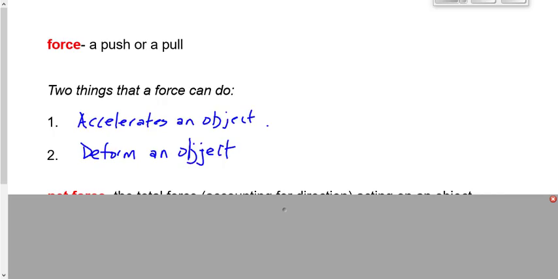Now, is it ever possible to accomplish both of these things with a force at the same time? Accelerate an object and change the shape of it? Of course it is. Give me an example of it. Give me an example of when you apply a force and it accelerates the object, but also at the same time changes the shape of the object.